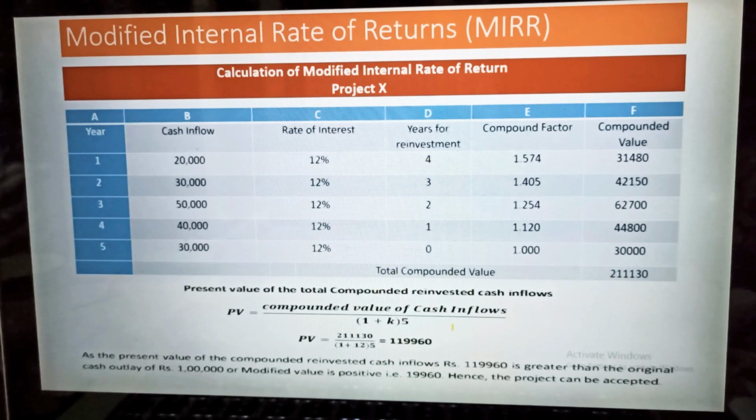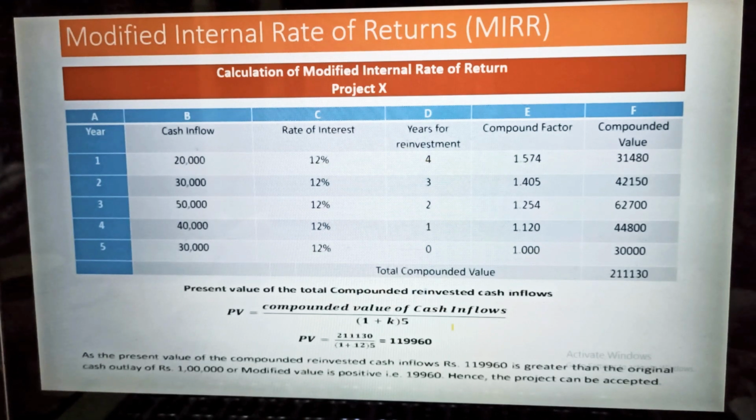In case of single project, see how you will accept or reject. In case of single project, the project is accepted if the present value of the total of the compounded reinvested cash inflow is greater than the present value of outlays, otherwise it is rejected. In case of mutually exclusive projects, the project with higher present value of the total of the compound cash flow is accepted. So it is very simple, and the same question also I have taken in this case.